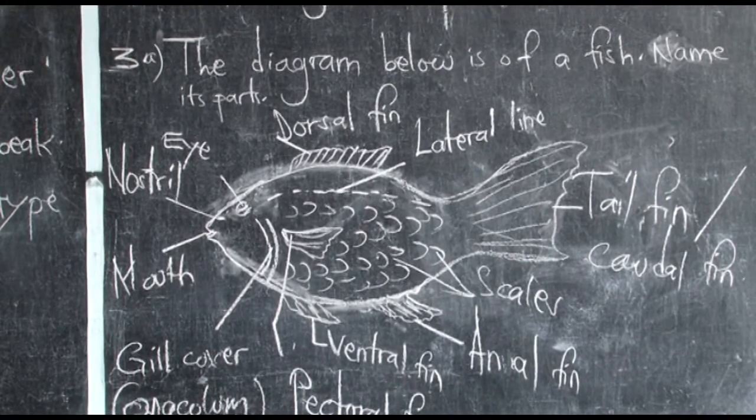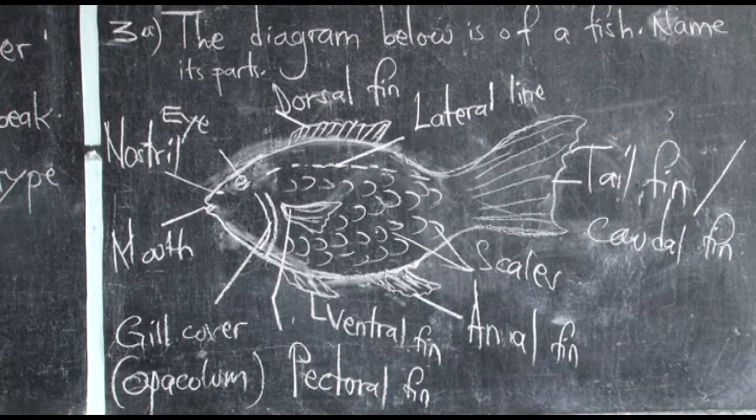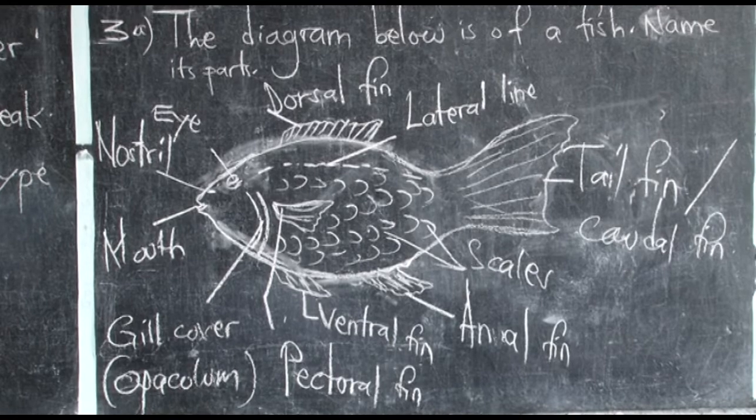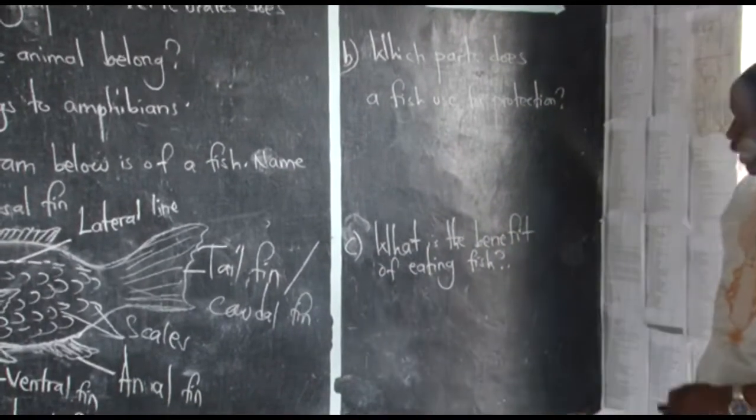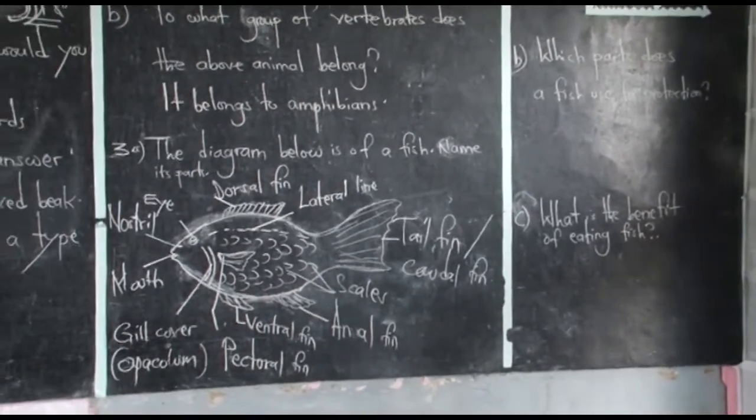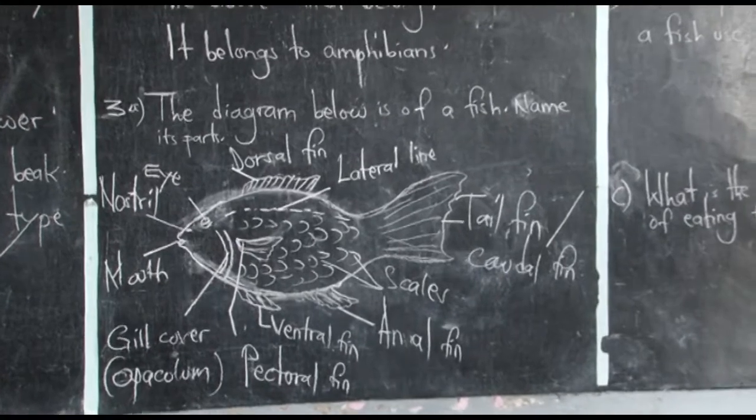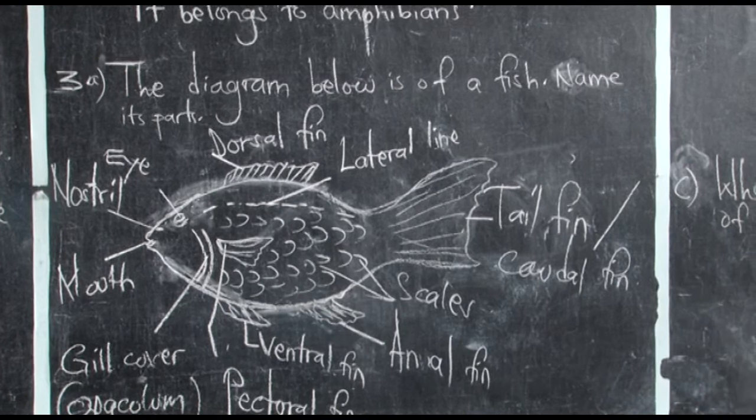Come to the tail fin. This tail fin, or caudal fin, helps in making corners, turning. Talking about forward movement, the ventral fin and anal fin can also help in forward movement, but it can be similar to the tail fin, though the tail fin is mostly for turning or making corners.